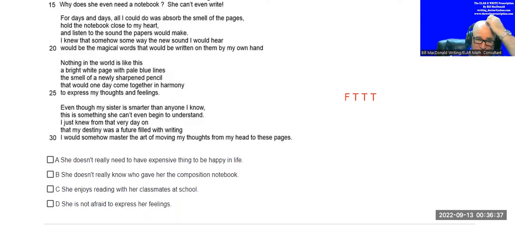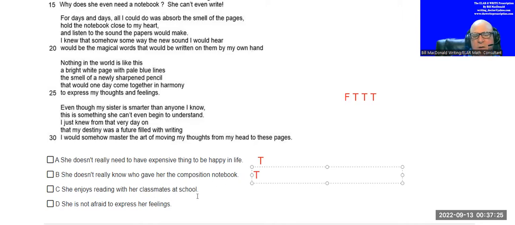She doesn't really have to have expensive things to be happy in life. So doesn't need to have expensive things. Well, a composition folder just costs $1 or 2. So that would be something that would be true. So I would eliminate that one. She doesn't really know who gave her the composition notebook. That is also true, because it said that in the first stanza. I have no idea who got it for me.